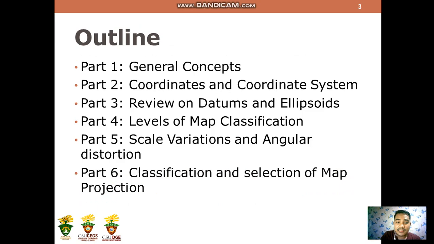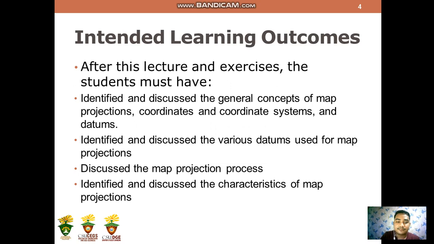And this will be the outline of the presentation. There are 6 parts. Part 1 will be the general concepts. Part 2 is the coordinate and coordinate system. Part 3, review on datums and ellipsoids. Part 4, levels of map classification. Part 5 is scale variation and angular distortion. Part 6 is the classification or selection of map projection.